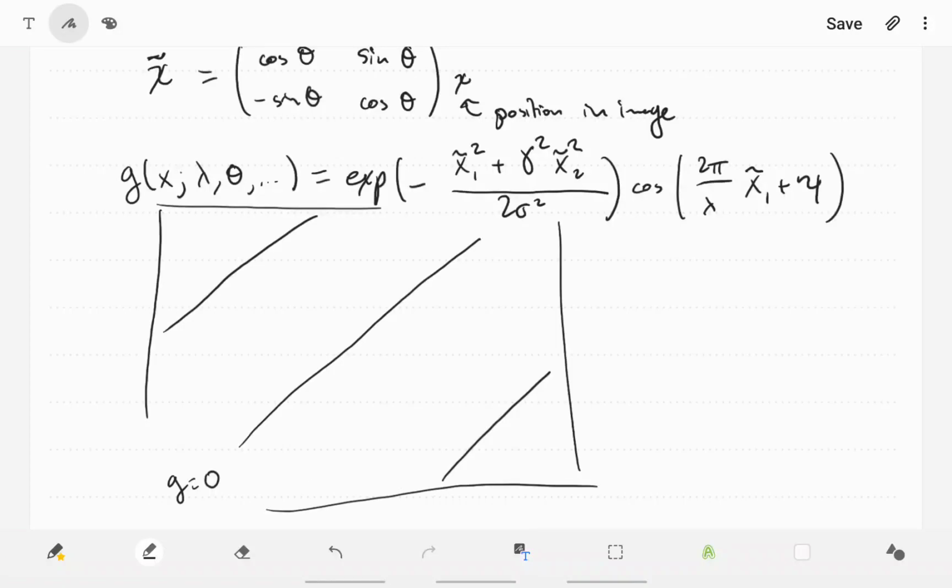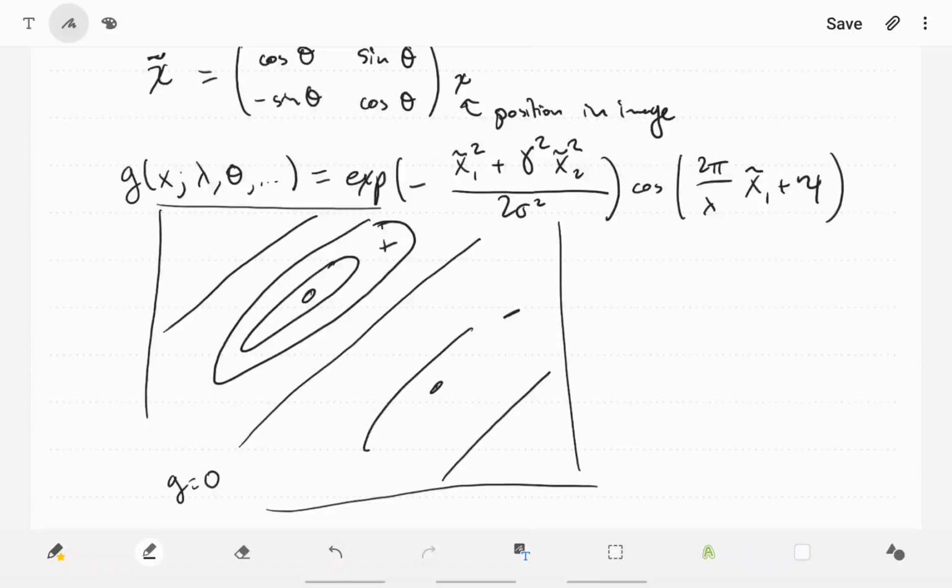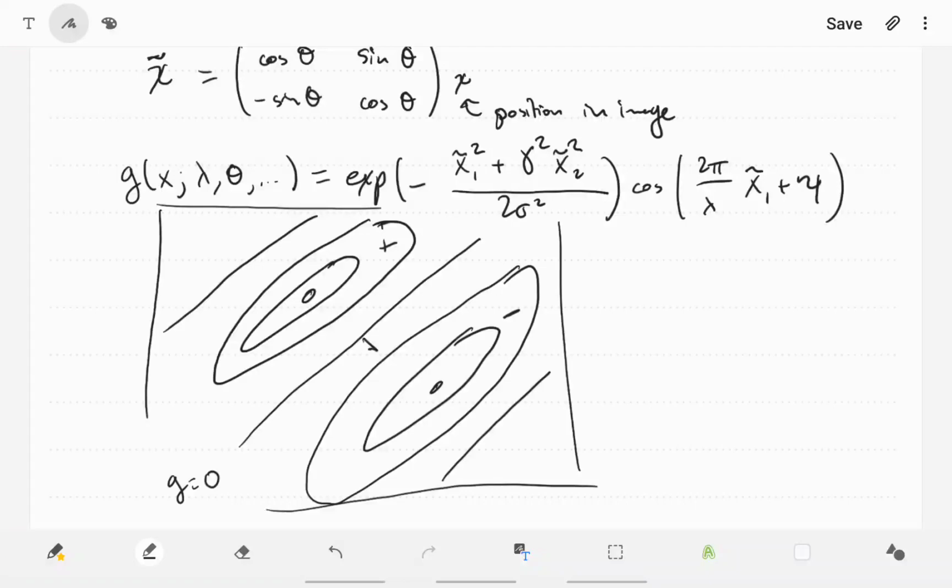And then the other level sets of this filter: you have a positive region here, and the level set might look like this. This is a positive region, and then you would have a negative region here, and the level sets are also ellipsoids here. So if you're looking along the normal direction to this plane, then it should look like a sinusoid that has diminishing magnitude. So this should have diminishing magnitude here.